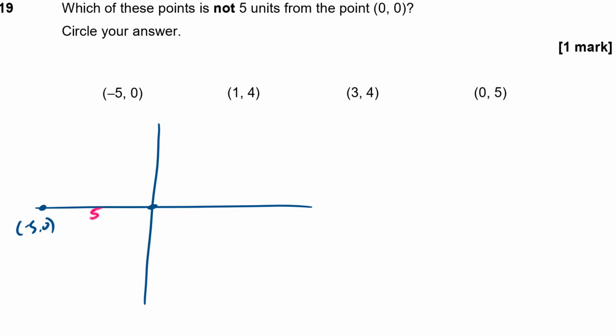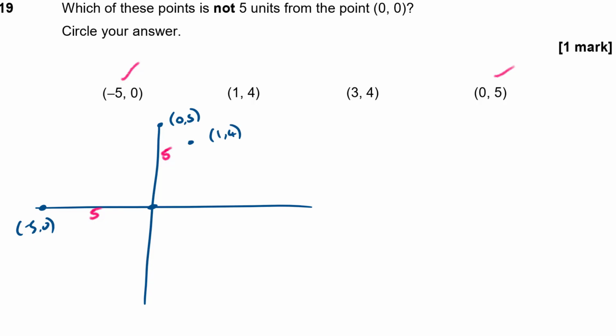Similarly, 0, 5 is up here, isn't it? And again, that's clearly 5 units away from the origin. So those two are good. That one's all right, that one's all right. What about 1, 4? So 1, 4 is 1 along, 4 up. It's up there.